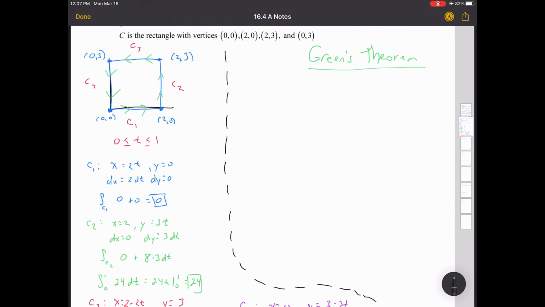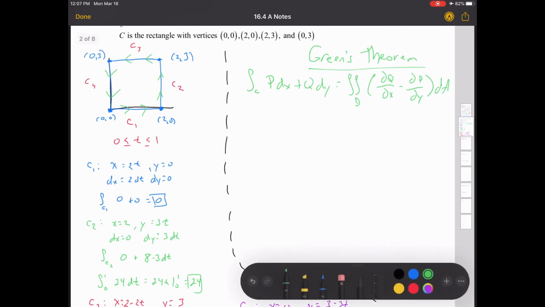Green's theorem states the integral of P dx plus Q dy is the same thing as the double integral over D of dQ/dx minus dP/dy dA. Alright, so let's go ahead and set up our double integral.